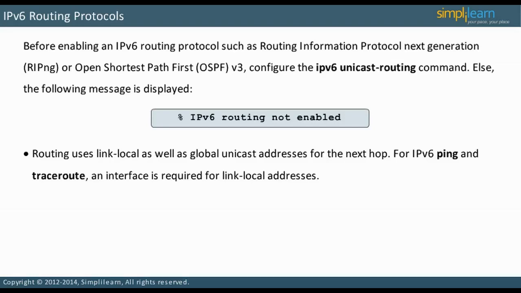For IPv6 ping and traceroute, an interface is required for link-local addresses. Add a percent sign with the full designation of the interface to the link-local address.